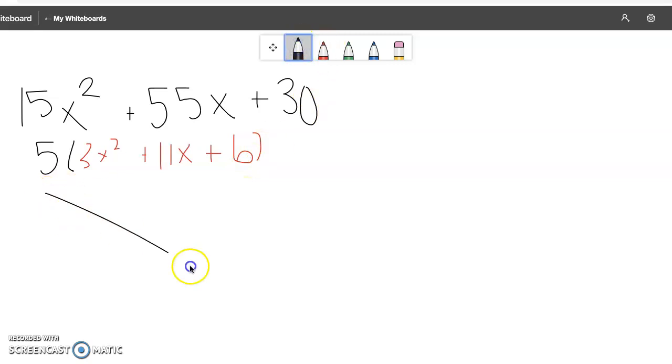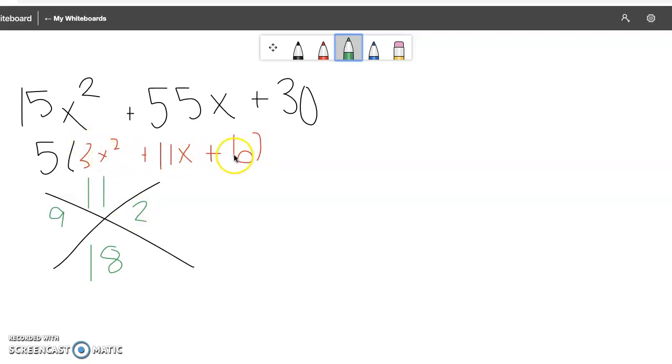And now what we're going to do is factor this red quadratic expression using our X-Man format. So when we draw our x out, we're going to be bringing down our positive 11 as our addition portion. And then we're going to be multiplying 3 times positive 6, which is 18, to get our multiplication section. And then I want to think of two numbers that when multiplied together equal 18 and when added together equal 11. And I know that that is going to be 9 and 2.